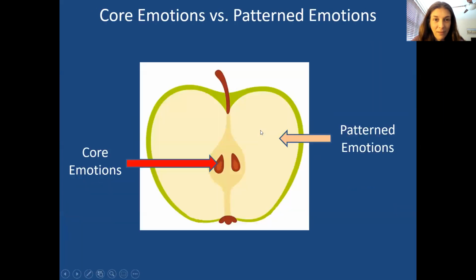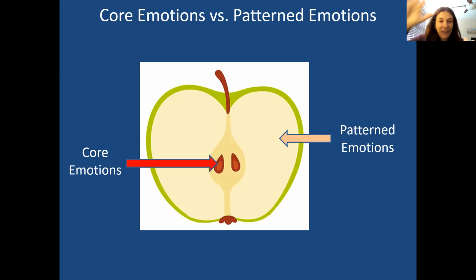Here's a diagram I'm going to use throughout to help illustrate a point about core emotions and pattern emotions. Core emotions are the original raw emotions that we experience in a situation. Then sometimes, because of the way we were raised or what we were allowed to feel or not feel, we develop other emotions on top of it that cover up the true deeper emotion. Sort of like the core of an apple is the real deeper original thing.